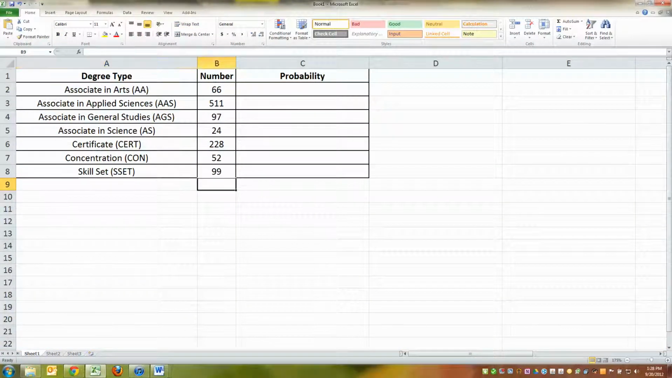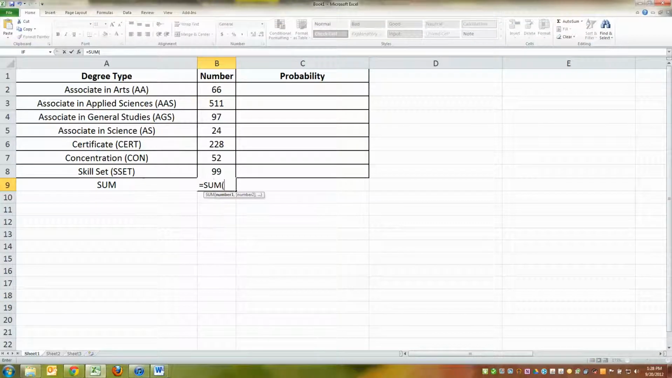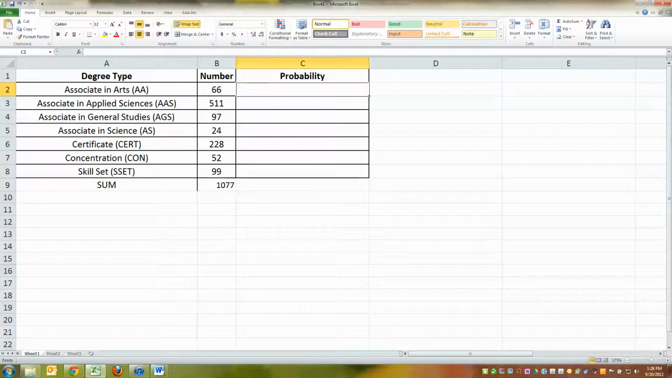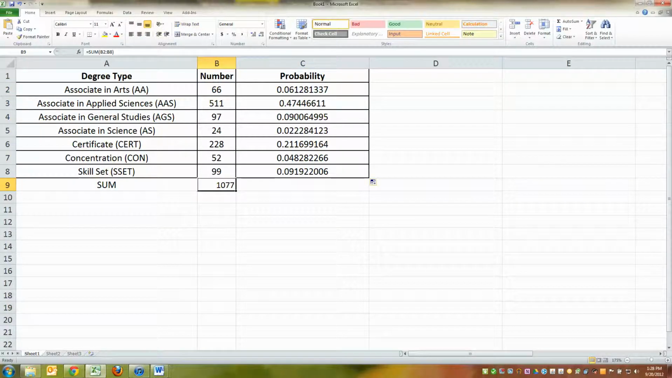So what you need to do is find the sum. So equals the sum of these numbers. So you can say, oh, okay, we had 1077 students that graduated in that academic year. So when I want the probability, what I want is 66 divided by that total. And give it dollar signs. That way when you drag it, everything will be great. So drag. And if you did it right, the sum should make 1, which it does.